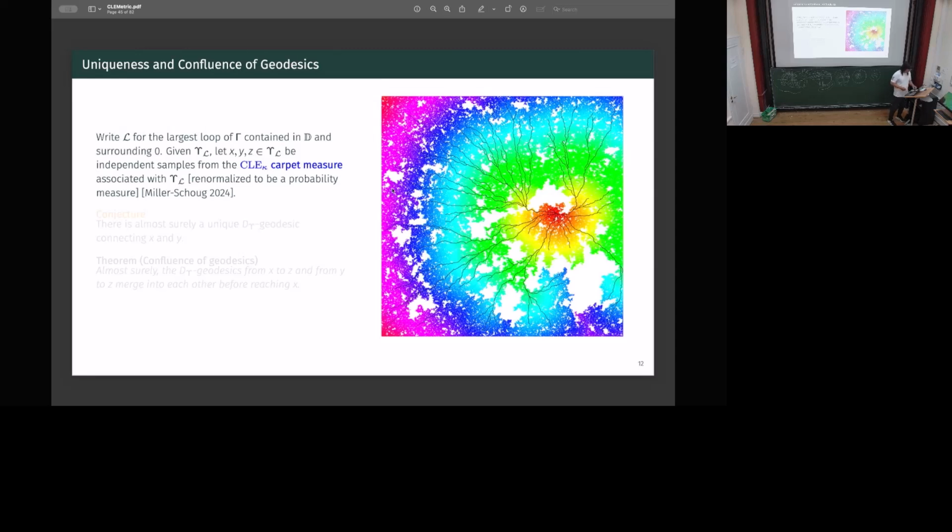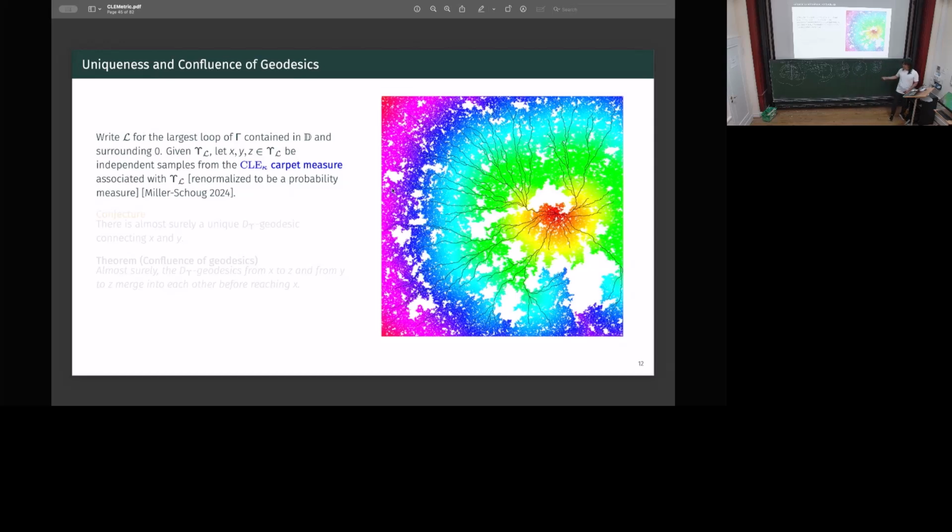And another result we have is the confluence of geodesics. So now we consider the geodesics, so we can just try to focus on one component of the carpet. So for example, we can just choose this one. So this is the unit disk. And there is a largest loop containing this unit disk that also surrounds this origin. And there are some more loops. And now we just consider these components.